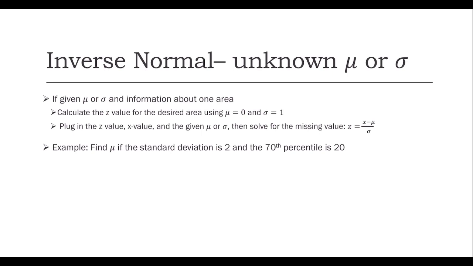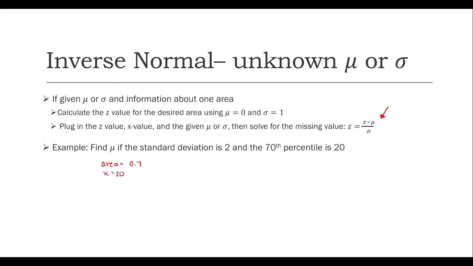Next, we have inverse normal, where you have an unknown mean or standard deviation. So if you're given the mean or the standard deviation and information about one area, to calculate the missing value, you would calculate the z-value for the desired area using a mean of 0 and a standard deviation of 1, and then you would plug in that z-value, x value, and the given mean or standard deviation and solve for the missing value here. So for example, this says find the mean if the standard deviation is 2 and the 70th percentile is 20. So our 70th percentile is 20, so when our area equals 0.7, our x value will be 20.